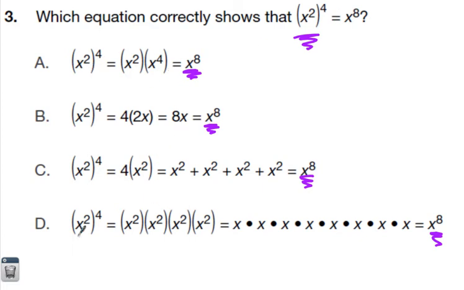Long story short, and I hope you've already looked at all these choices and thought about this and read the question before watching me do this, it's going to be D. Because x to the 2nd to the 4th, when you raise something to the 4th power, that means you multiply it by itself 4 times. So x to the 2nd times x to the 2nd times x to the 2nd times x to the 2nd. That's what it means to raise something to the 4th power. I think that's all I really need to say, at least for now. Let's move on to number 4.